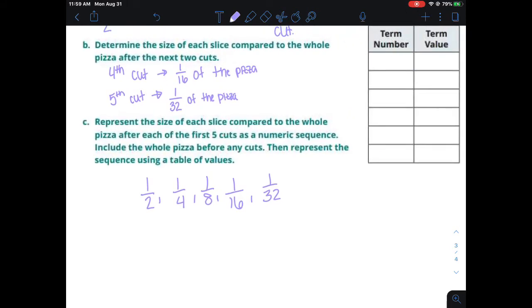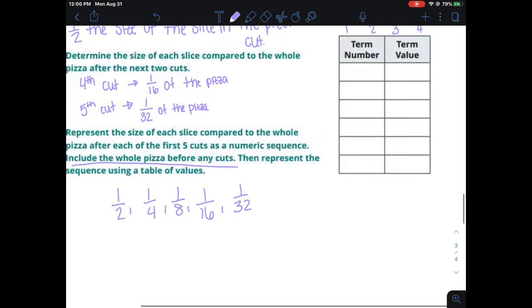Now, they also asked us to include the whole pizza before any cuts. So this would be our starting point, our initial value. And remember, initial value is not the first term, it is the 0th term. It'll be the y-intercept. So that's where we start. We start at 0 on our graph. So we start with one whole pizza.